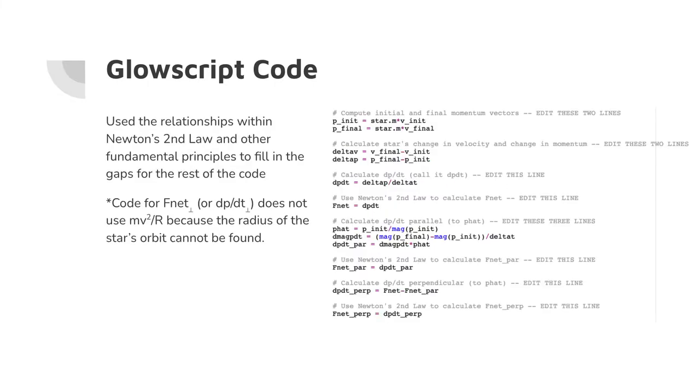We finally use our knowledge of fundamental principles to fill in the missing information based on the data given. The F-net variables were set equivalent to its respective dp dt variables, since F-net equals dp dt as stated from Newton's second law. For dp dt perpendicular or F-net perpendicular, there is no way to properly determine the radius of the star's orbit around the black hole. Therefore, we have to use F-net minus F-net parallel, since the two components make up F-net. This set of code is encapsulated within a while loop, as each iteration accounts for each velocity taken from the generated trajectories.